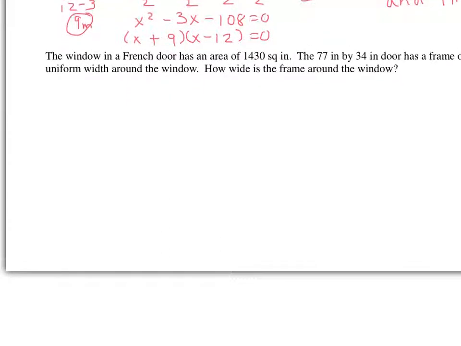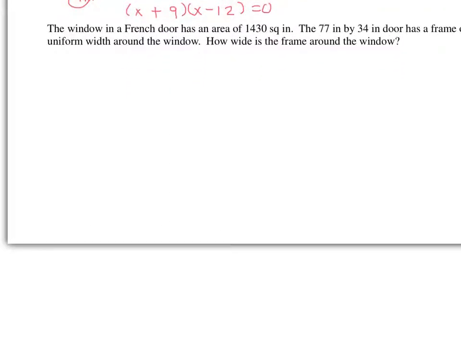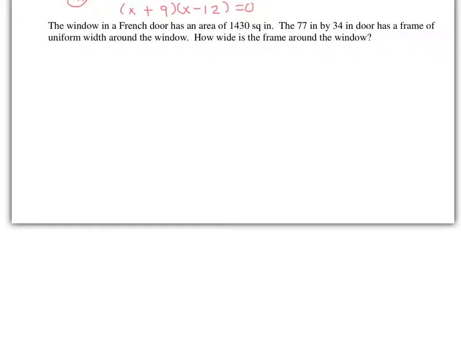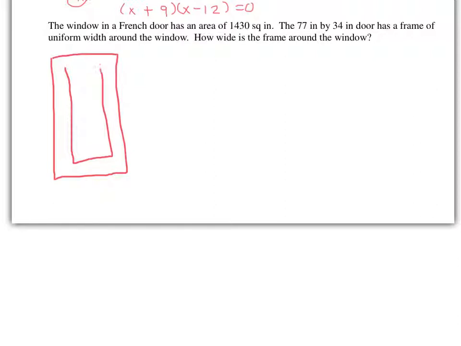The window in a French door has an area of 1,430 square inches. The 77-inch by 34-inch door has a frame of uniform width around the window. How wide is the frame around the window? So a French door is a rectangle, and it has a window that's a rectangle in the middle.